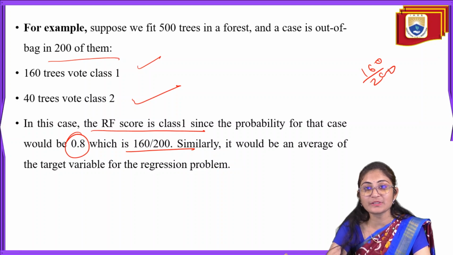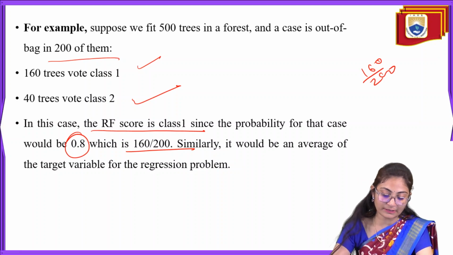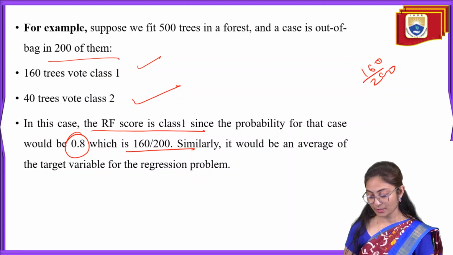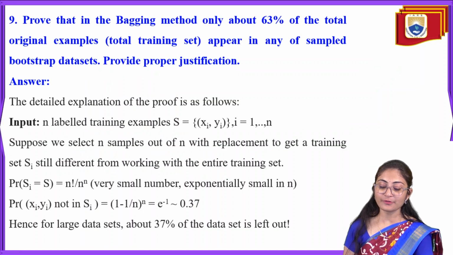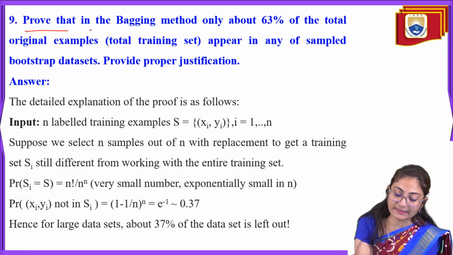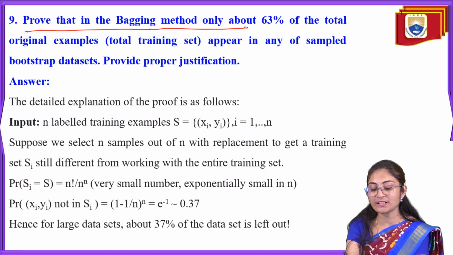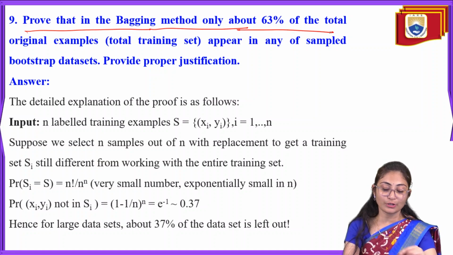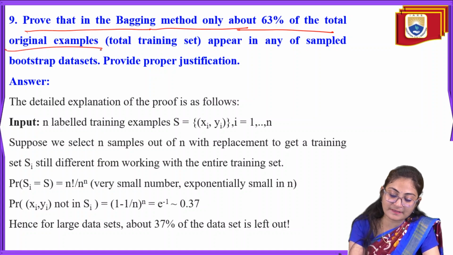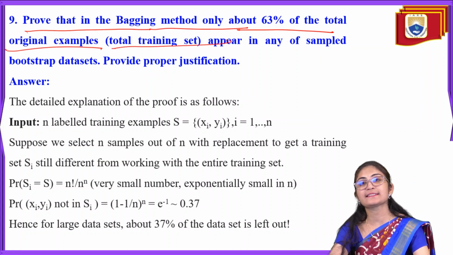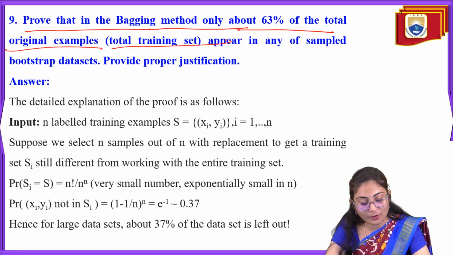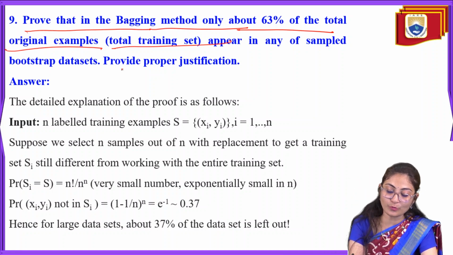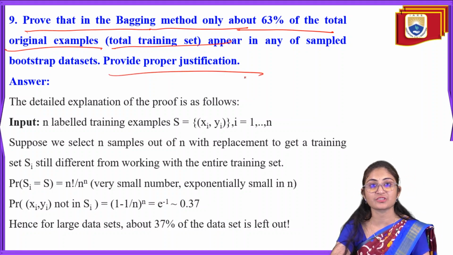And similarly, take an average as the target variable for the regression problem. Now the next one is: prove that in the bagging method, only about 63% of the total original examples of the training set appear in any sample bootstrap dataset. Now you have to provide the proper justification.